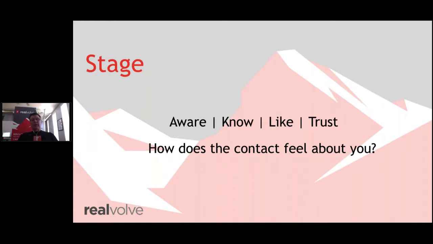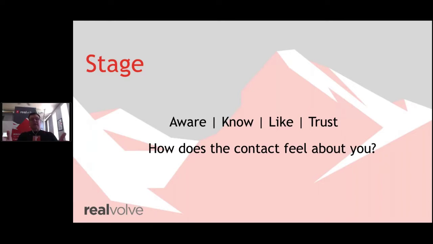The next part that's figured into this is the stage. What stage is a person at? There's really 4 categories of the stages. There are aware, know, like, and trust. The best way to describe this is those people that are aware of you, they maybe have just got onto your website, they just filled out a form, they are aware that you're in the real estate business, but that's about all they know. They don't know you. They don't know exactly what you can do for them.